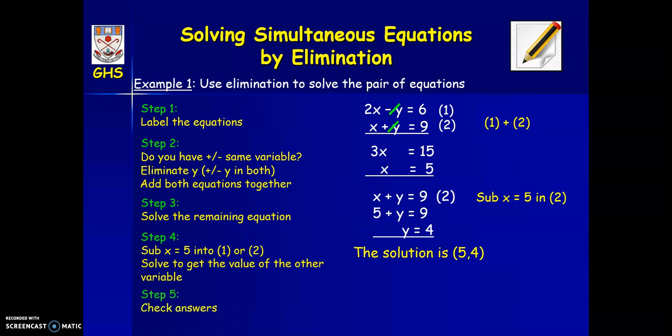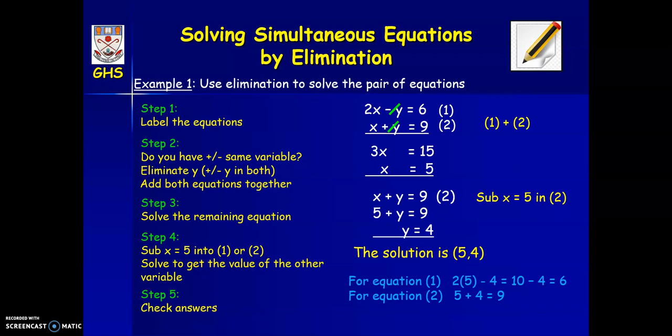The last thing we need to do is check that our solution is correct. So what we do is we take the x value 5 and the y value 4 of the solution and put these numbers into both equation 1 and equation 2 and check they are equal to the right hand side of the equations. So for equation 1, when we put the values in, we want to check that we get 6 out, and we do. And for equation 2, when we put the values in, we want to check that we get 9 out, and we do. So we know that the solution 5, 4 is correct.